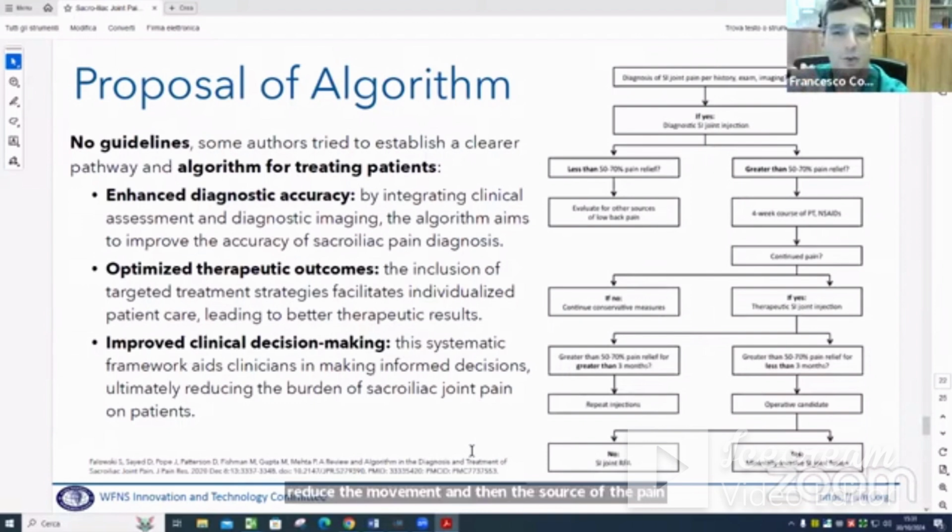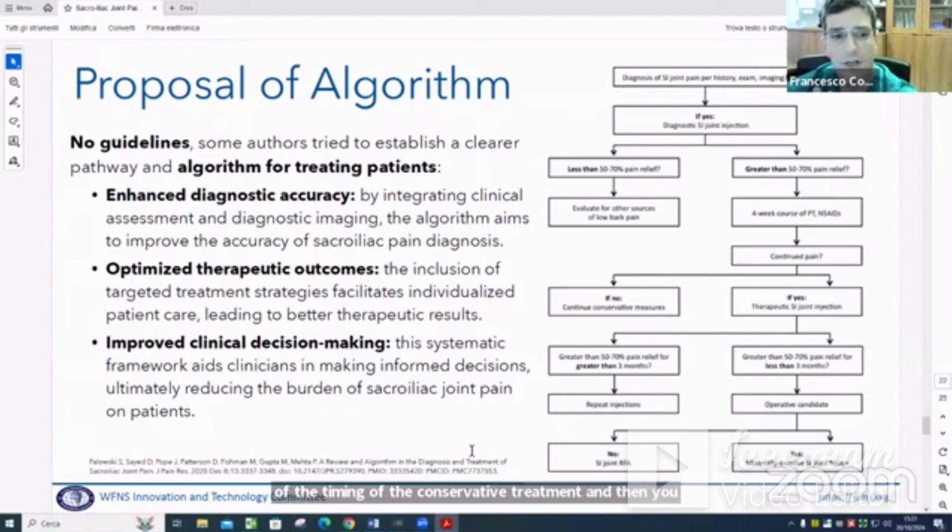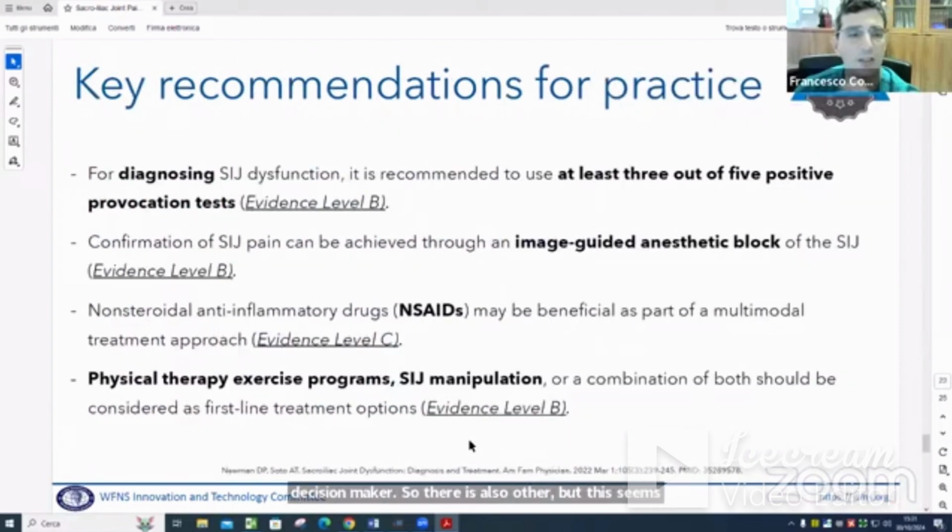Regarding an algorithm, in this paper proposed by Pawlowski, they propose an algorithm for diagnosis and treatment that helps in this differential diagnosis and in the timing of the conservative treatment, and then you can proceed according to this algorithm in order to have improved clinical decision making. There are also others, but this seems the easiest and well conducted.